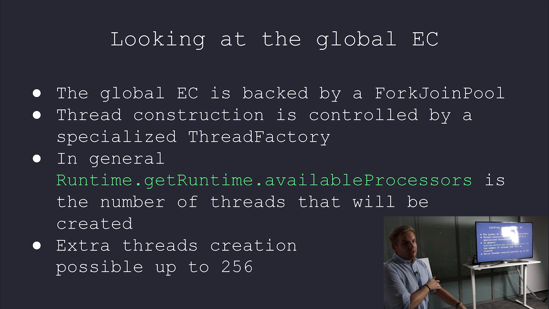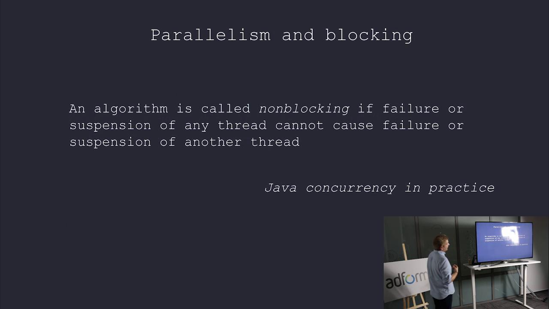But if you look at the implementation, there is something called extra threads, and the default value for this is 256. You can ask, why, if normally you have only four threads, would you need like 50 times this? It doesn't make sense. So it's actually all about blocking.